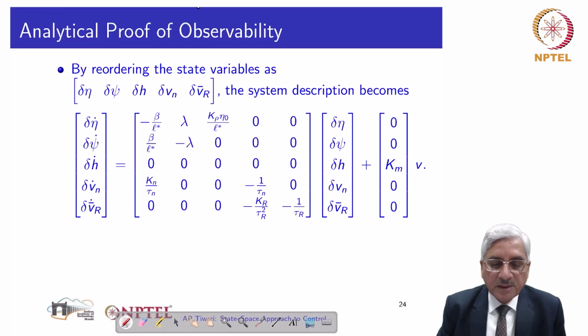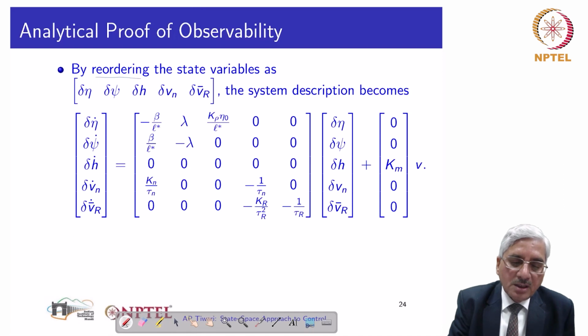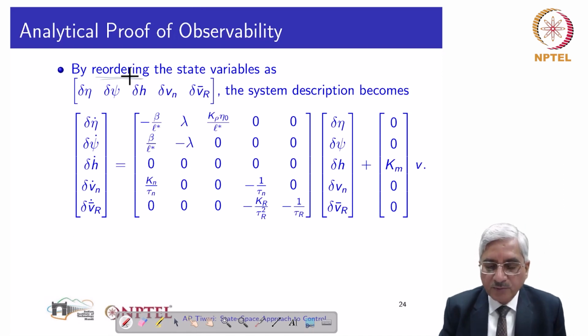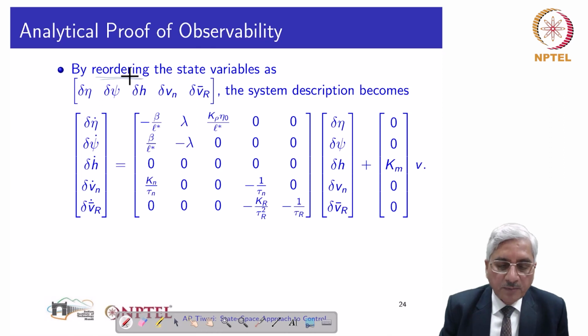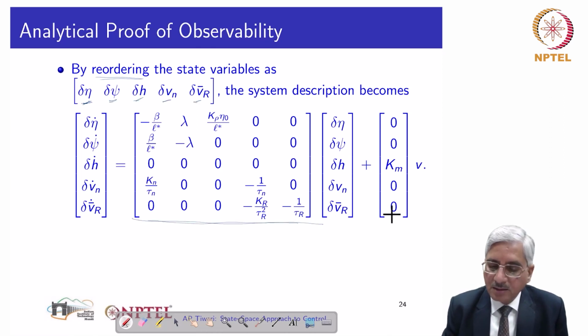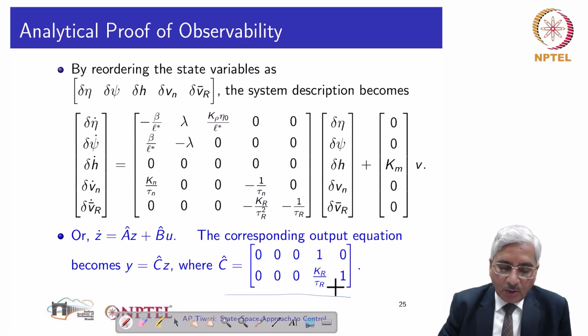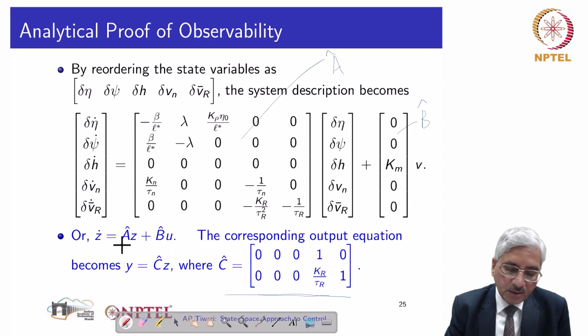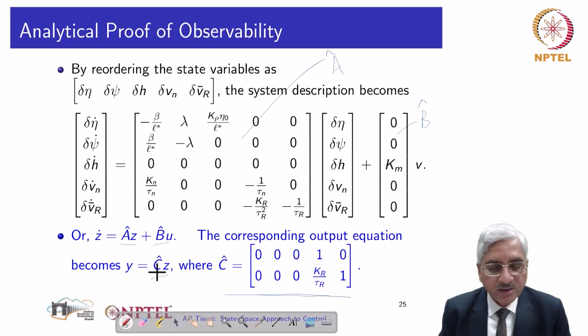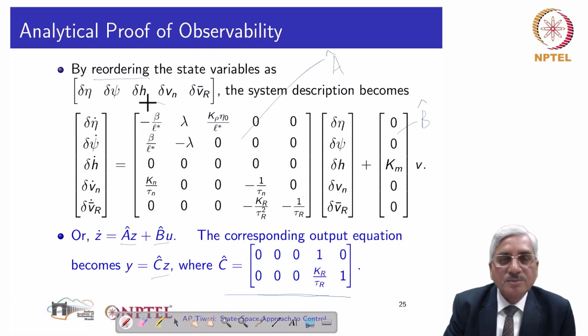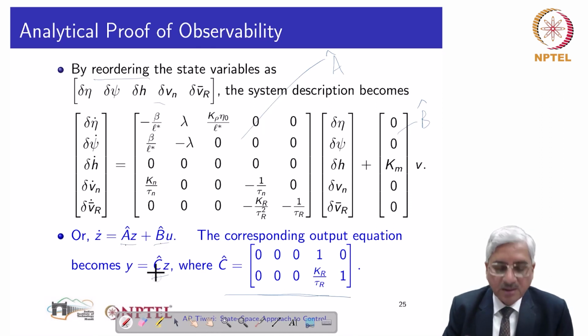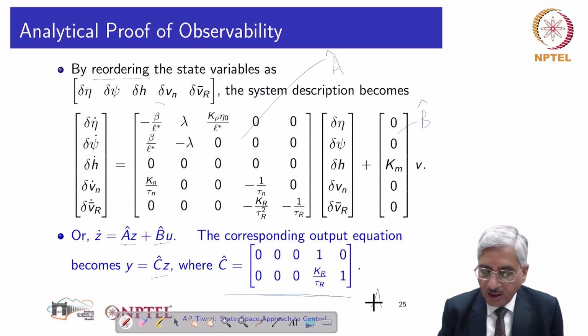Now we consider observability. Again we reorder the state variables in the form from which we can argue the observability. So this is the A matrix, this is the B matrix, and this is the corresponding C matrix. So we call this A hat, we call this B hat, and we call this matrix C hat. So now the new description of the system after reordering of the state variables is given by A hat, B hat, and C hat, and of course observability comes through A hat and C hat.